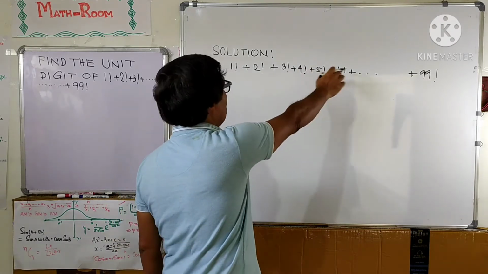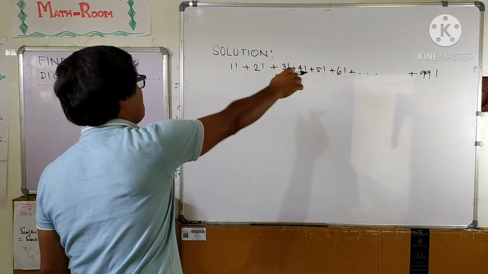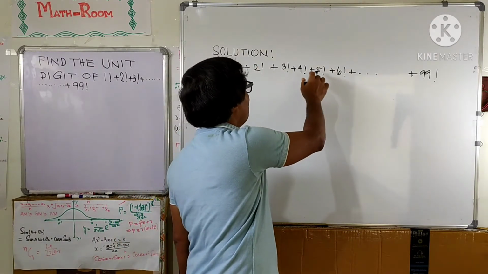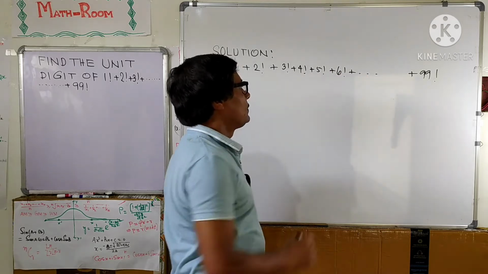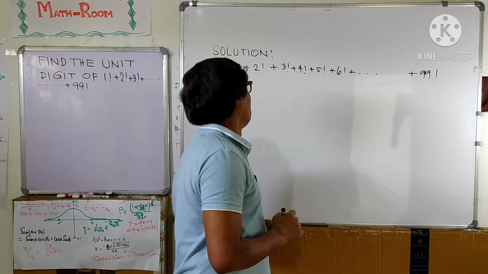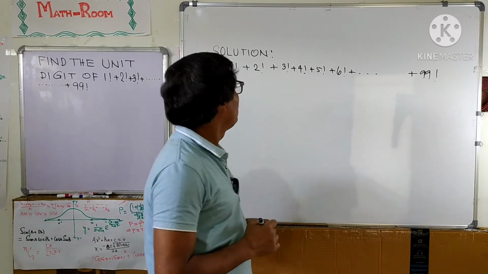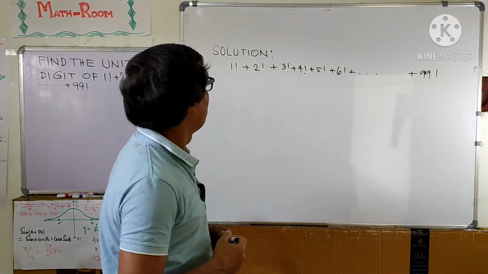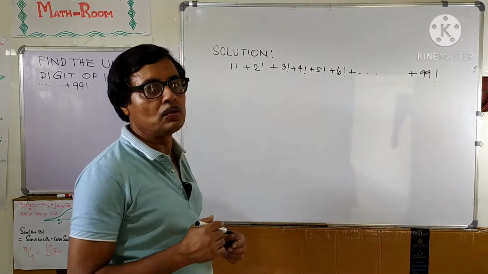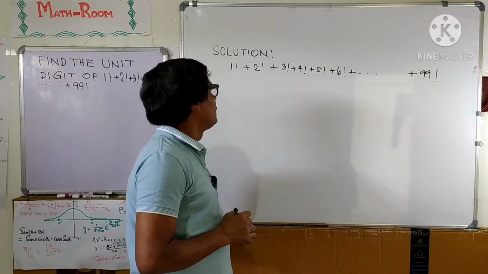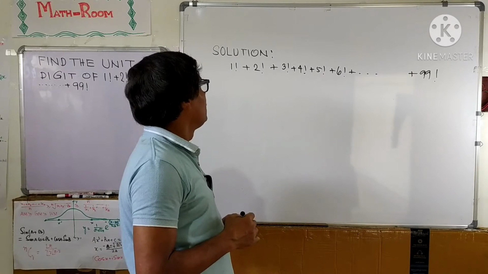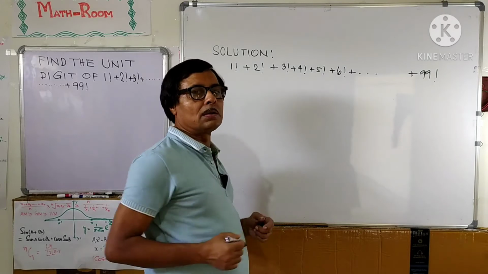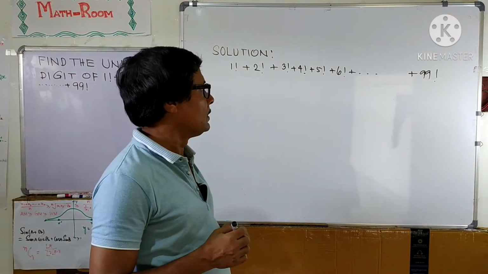We write down the sum of the series, which is 1 factorial plus 2 factorial plus 3 factorial plus 4 factorial plus 5 factorial plus 6 factorial up to 99 factorial. It will be easy for us to calculate the unit digit of the sum if we divide this sum into two parts: one part whose value has a non-zero unit digit and another part whose unit digit is 0.